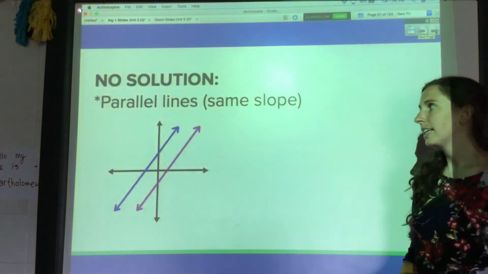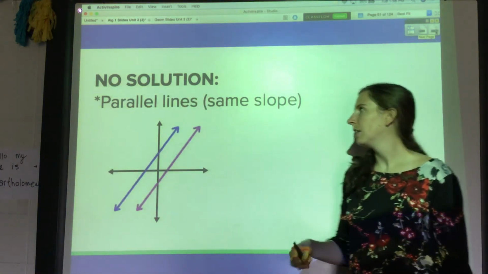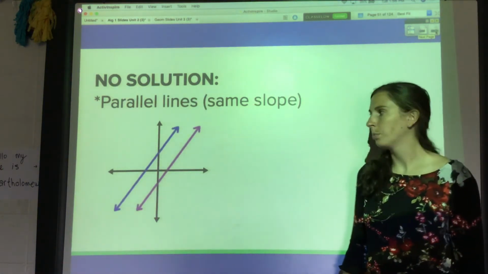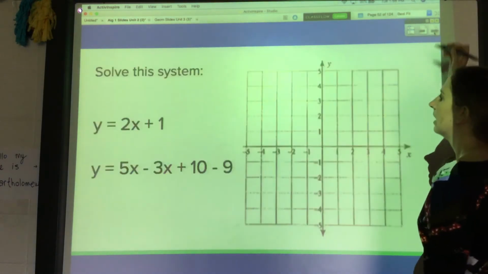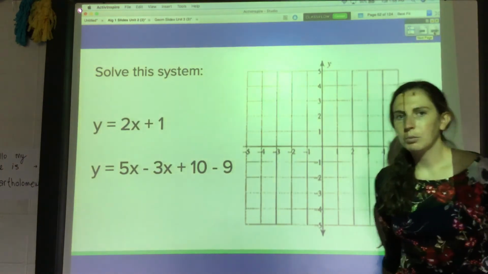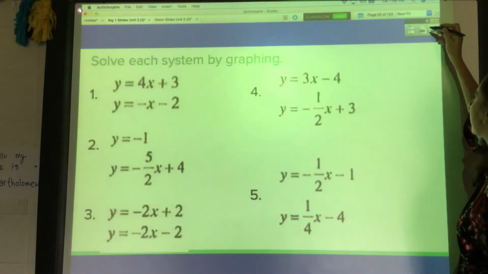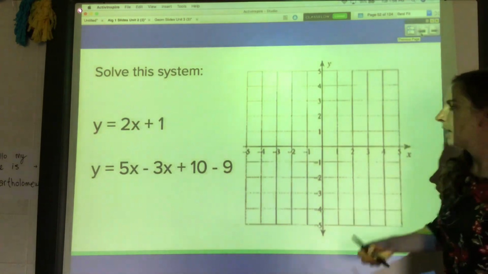So keep that in mind. Anytime you have parallel lines, which basically have the same slope, there's no solution. That happens sometimes. And let's go through one more example here. This is it. Last one.